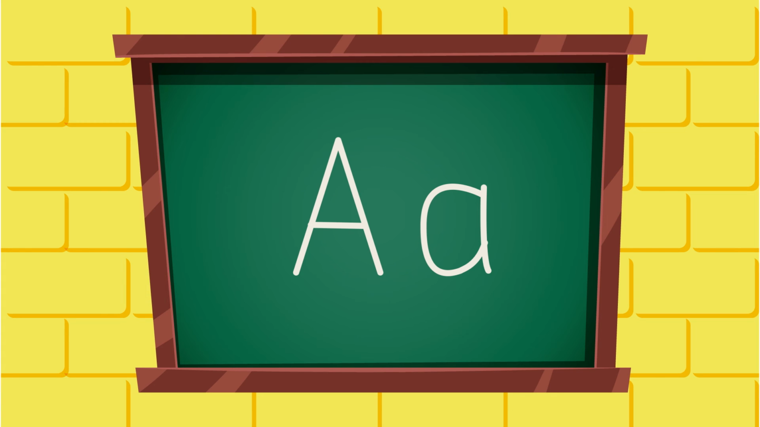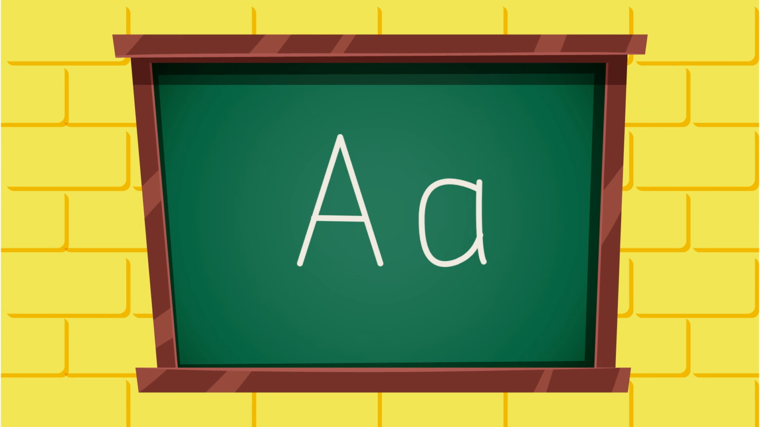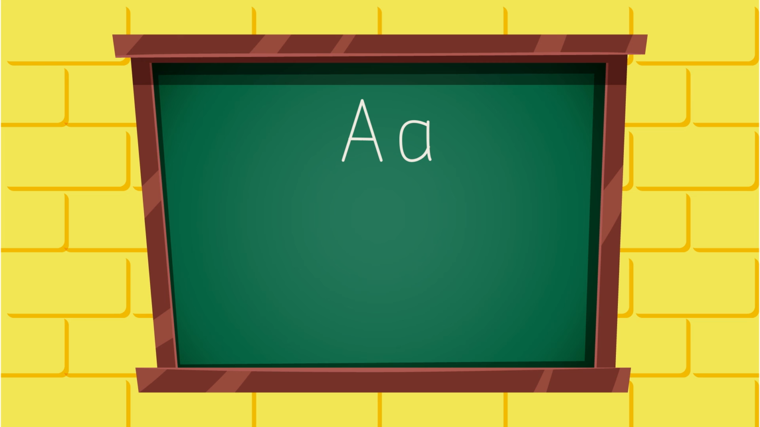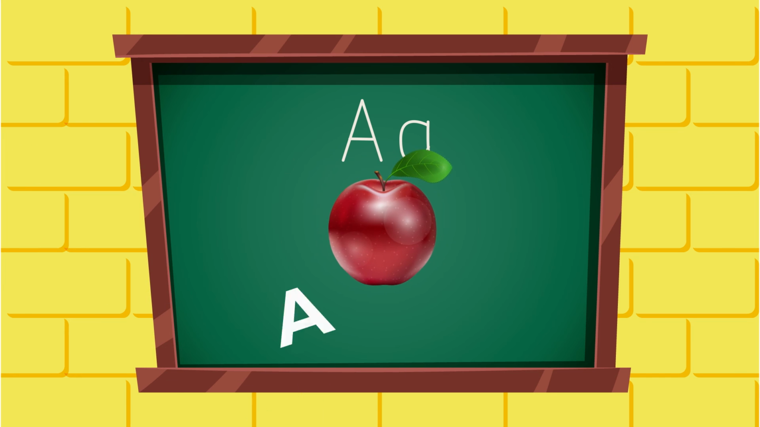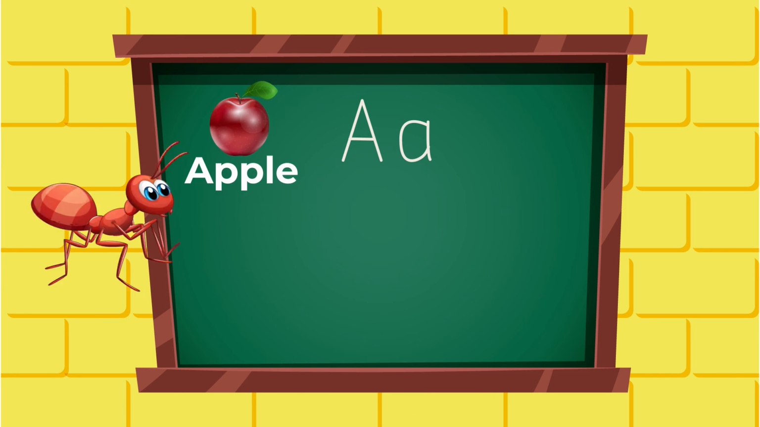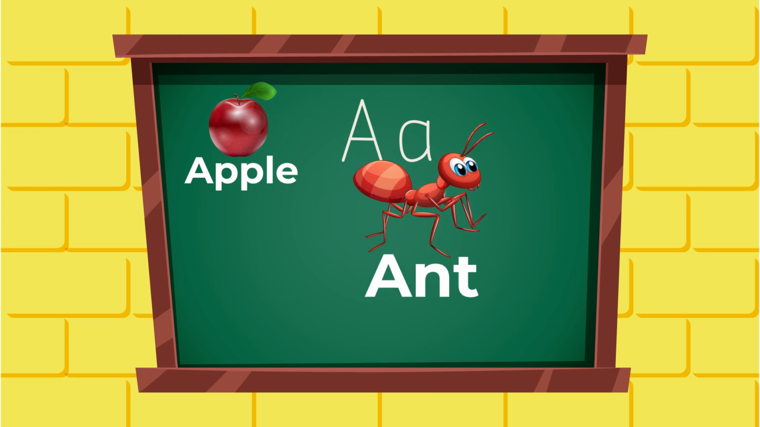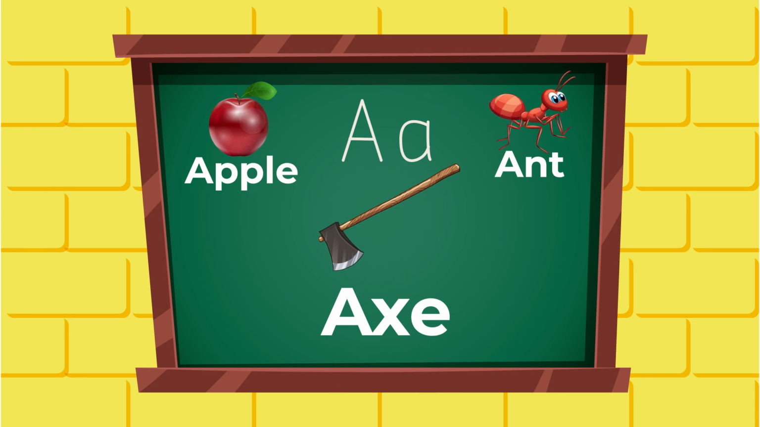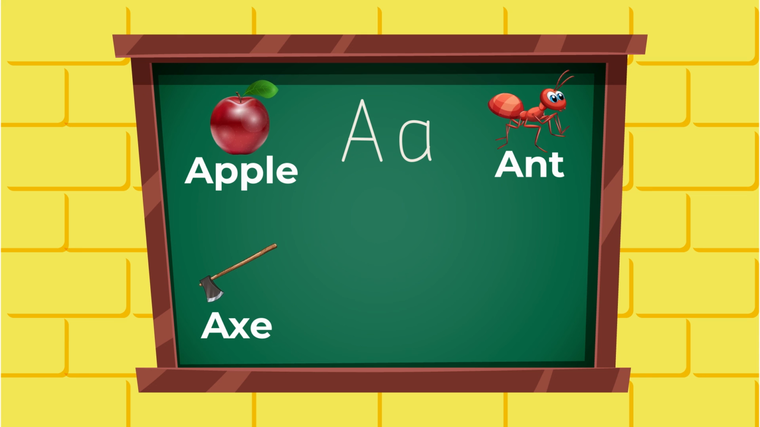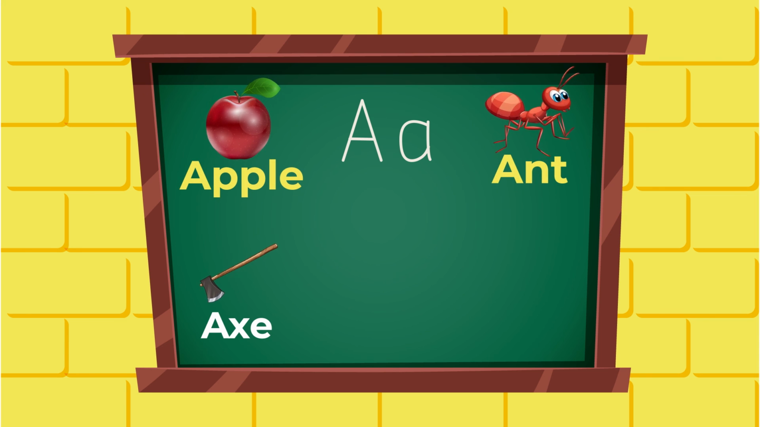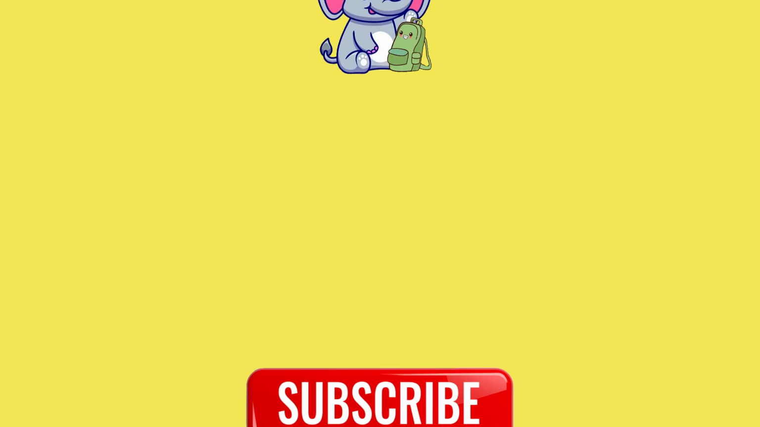Now that we know how to write the letter A, let's see what words start with the letter A. A is for apple. A is for ant. A is for axe. Say it with me, kids. Apple, ant, axe. Wonderful!